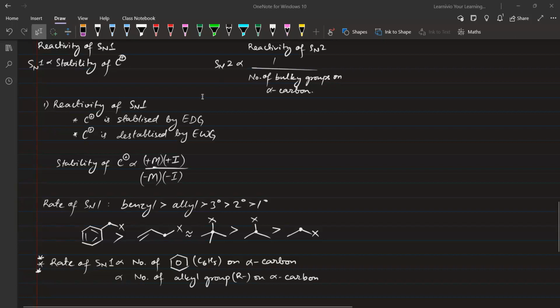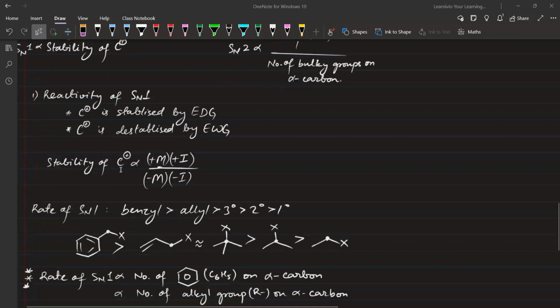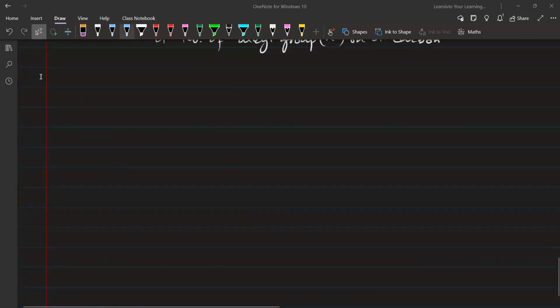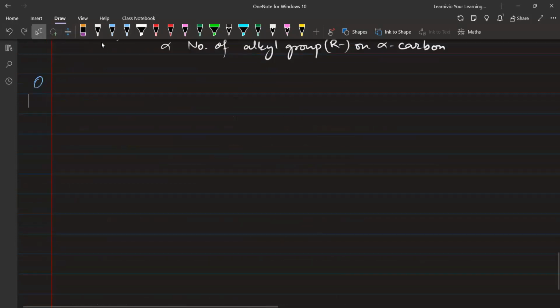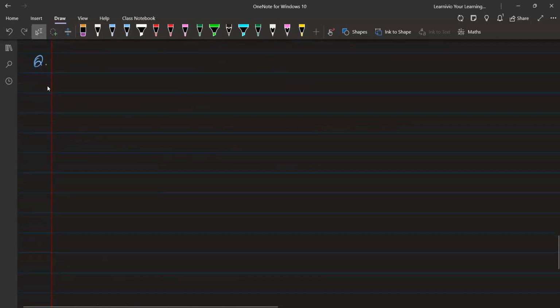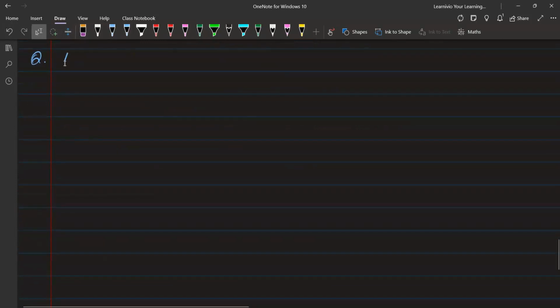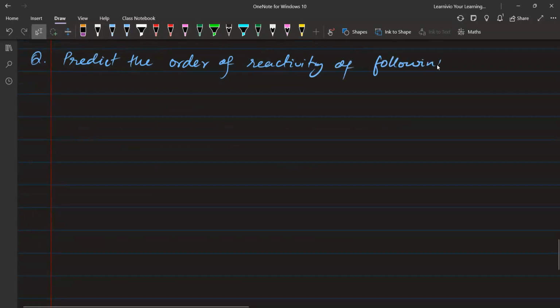Write a question. Predict the order of reactivity of following in SN1.